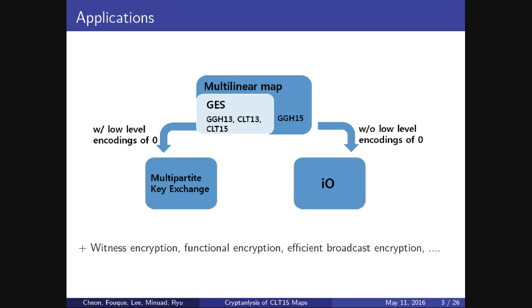Multilinear maps have lots of applications. Basically, it is used in multiparty key exchange, with low-level encodings of zero provided. Another crucially important application is indistinguishability obfuscation. When it is used in iO, it does not need to publish low-level encodings of zero.